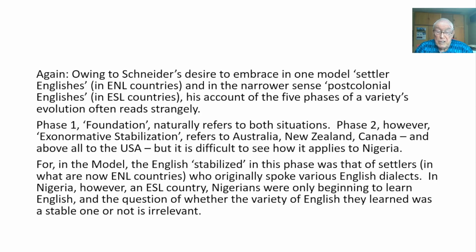Phase 1, foundation, naturally refers to both situations. Phase 2, however, exonormative stabilization, refers to Australia, New Zealand, Canada, and above all to the USA, but it is difficult to see how it applies to Nigeria. For in the model, the English stabilized in this phase was that of settlers in what are now ENL countries, who originally spoke various English dialects. In Nigeria, however, an ESL country, Nigerians were only beginning to learn English, and the question of whether the variety of English they learned was a stable one or not is irrelevant.